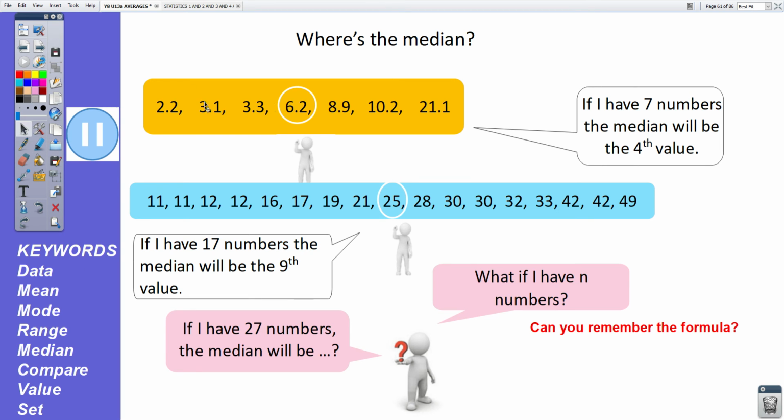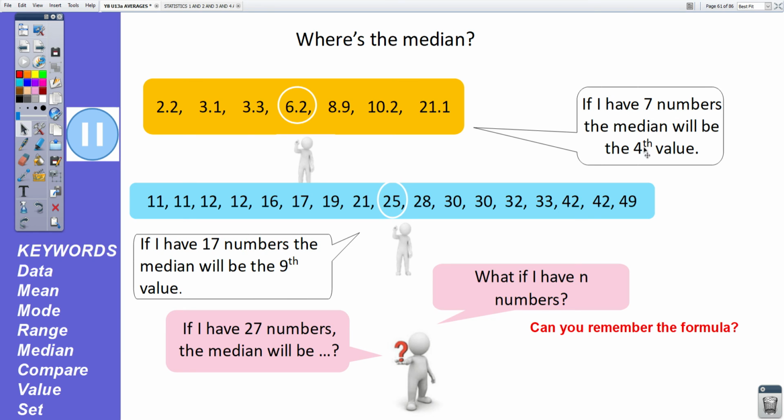If there's 7 numbers, the median will be the 4th value, one at the start, one at the end, start, end until you're left with 1 in the middle. So with 7 numbers, the median is the 4th value. Similarly, if there were 17 numbers, the median will be the 9th value. If there are 27 numbers, where will the median be? Let's have a think about that for a minute.